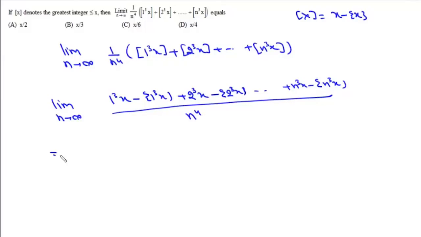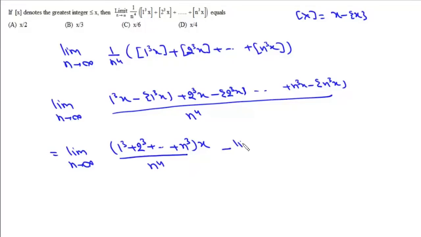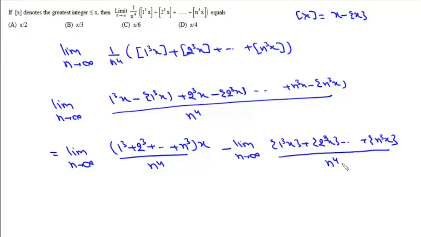Now we'll separate these two limits. So we'll write them as limit n tends to infinite, and first one will be 1 cube plus 2 cube up to n cube into x upon n to the power 4, and then minus this limit n tends to infinite, and this is fractional part of 1 cube x plus fractional part of 2 cube x plus up to fractional part of n cube x upon n to the power 4.